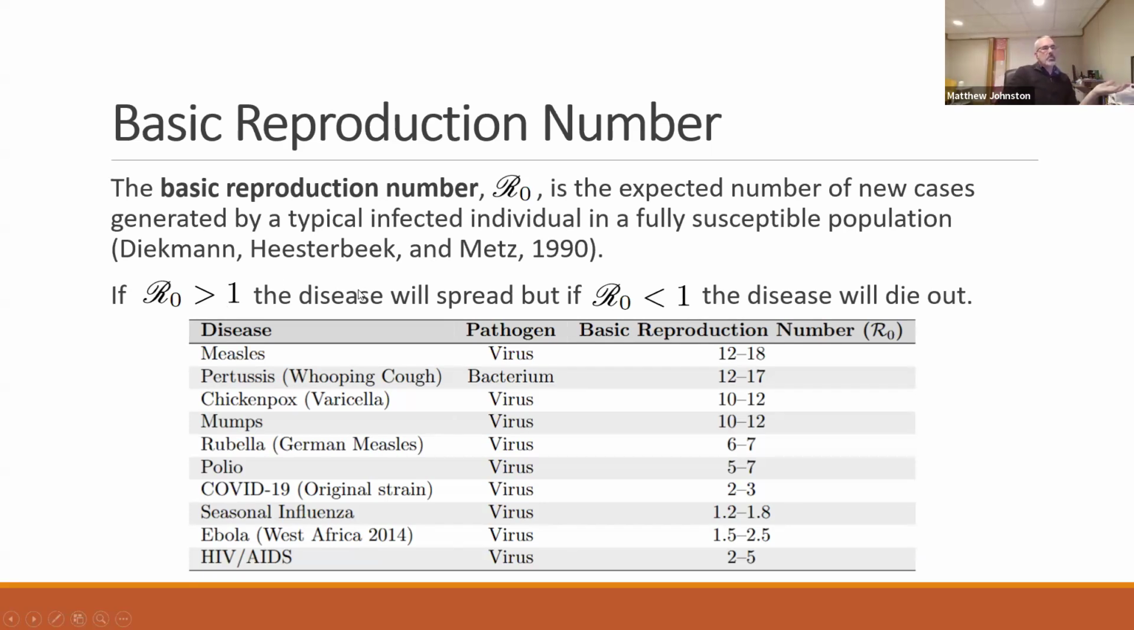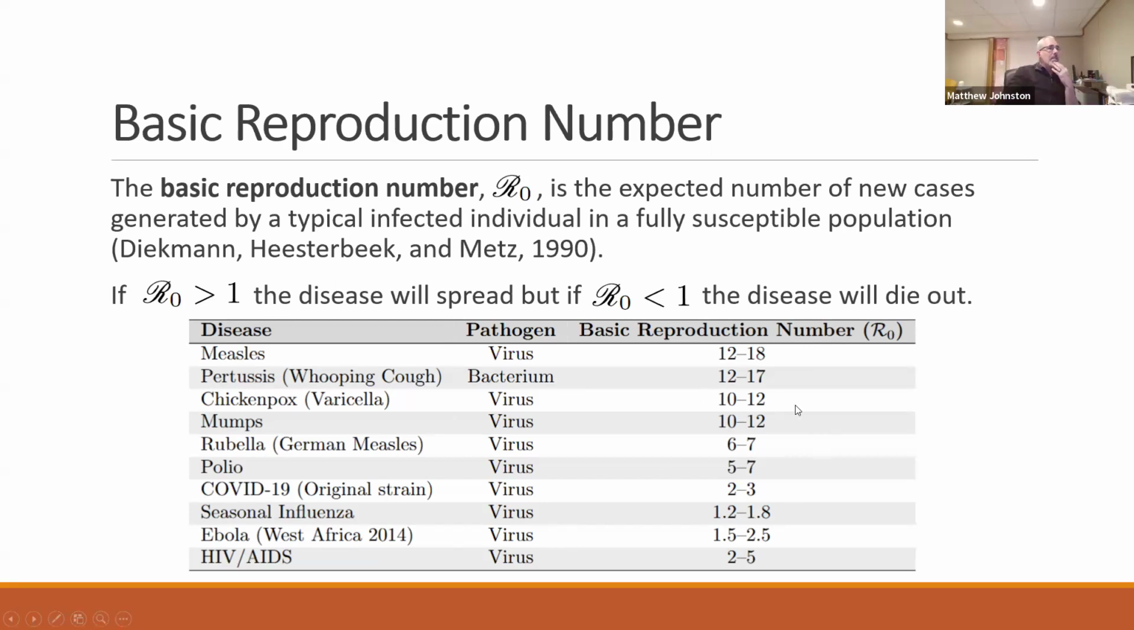So it needs to be greater than one to spread, but also if that number is larger, 10 or something like that, that's a very contagious disease. You're infecting 10, one primary infection gets 10 new ones, and then that 10 becomes 100 and so on in the short term.